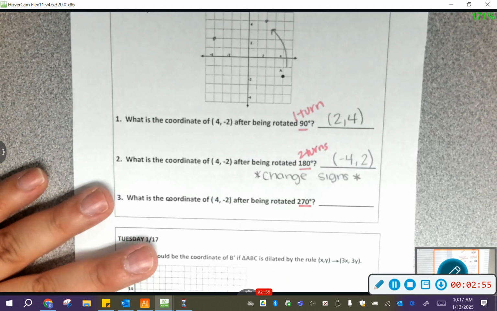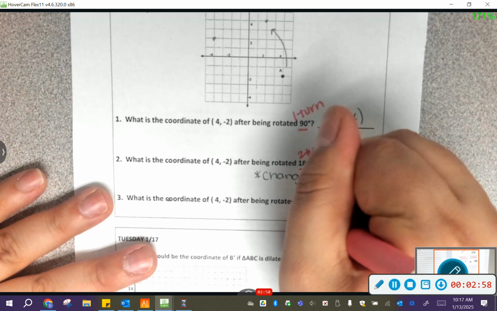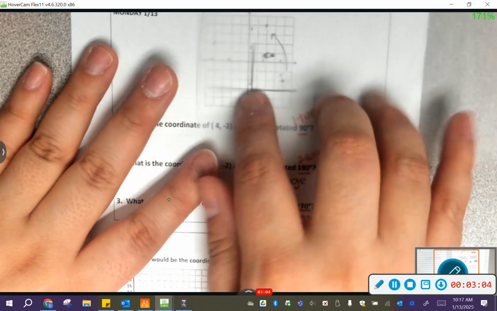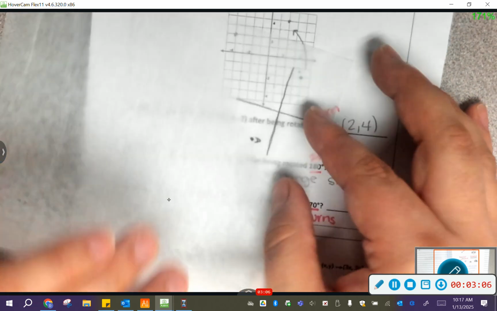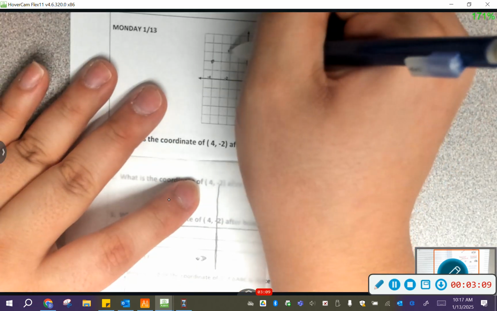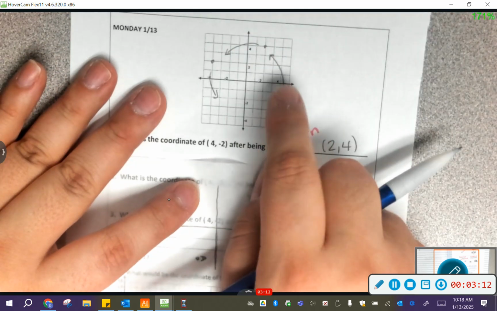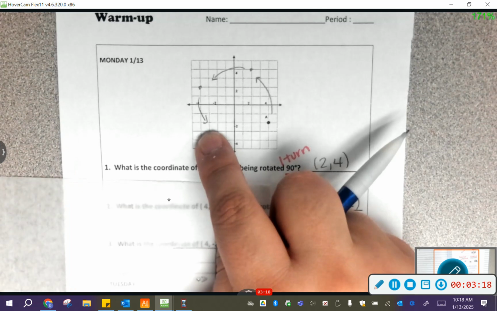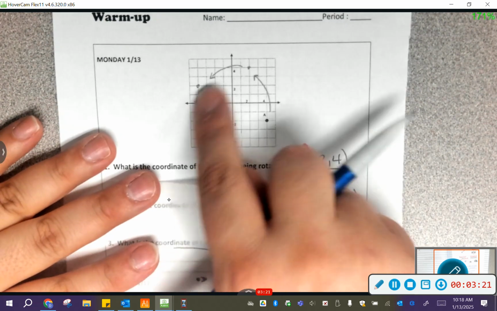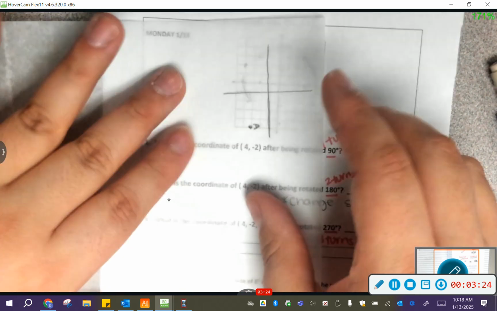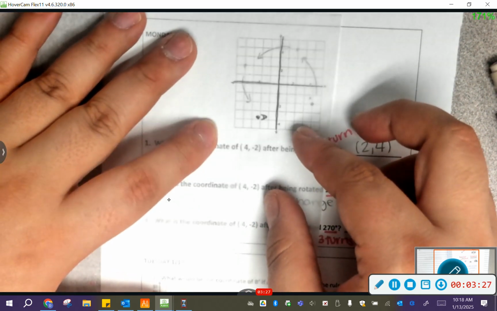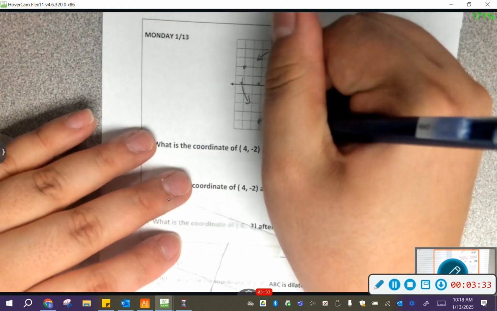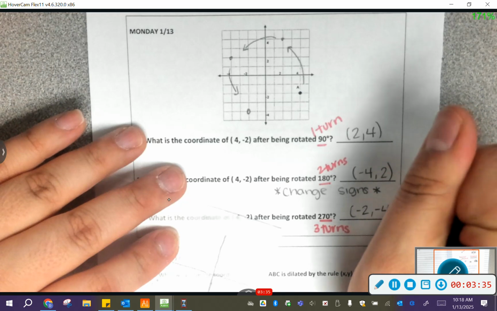Last but not least, 270 degrees is what? 3 turns. So I'm going to take this, turn it once, turn it twice, turn it 3 times. Now, even if I don't know, do you agree that just by looking at this, I believe 3 turns, my point should be somewhere in this quadrant? So on your quiz, you're going to want to use that to your advantage. Hey, I know I'm turning 3 times. What quadrant should I be in? And you can use your answer choices. All right, what do I got here? Where am I at? -2, -4 is my answer.